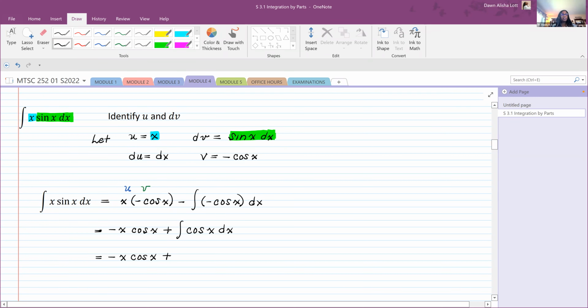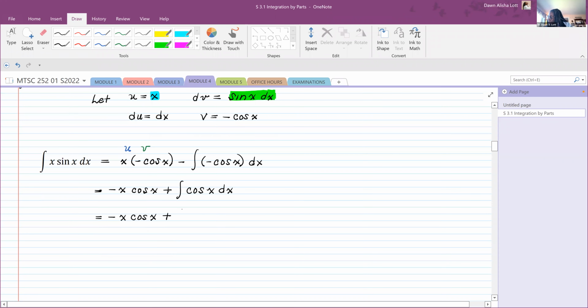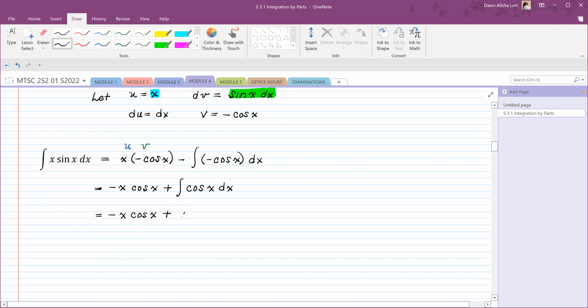Integral of cosine x. Negative sine of x. Okay, it's actually positive sine of x, but that was a good guess. I appreciate you. Thank you. And we're done now, so we can put plus C. So we get the integral of x sine x dx. All right, so there's our answer.